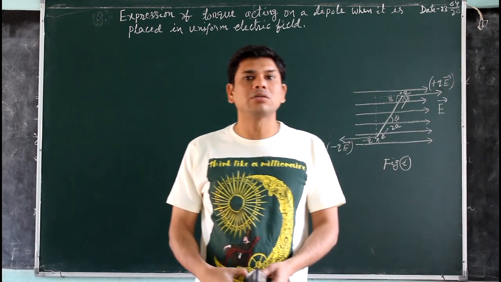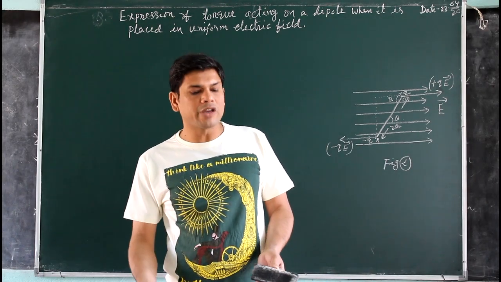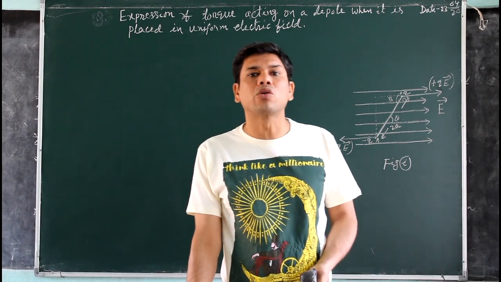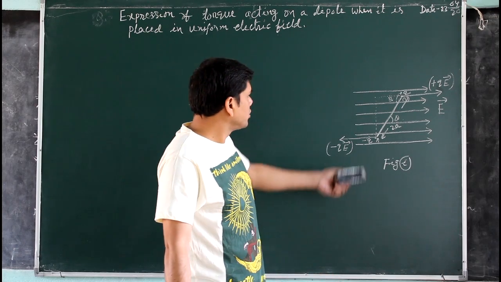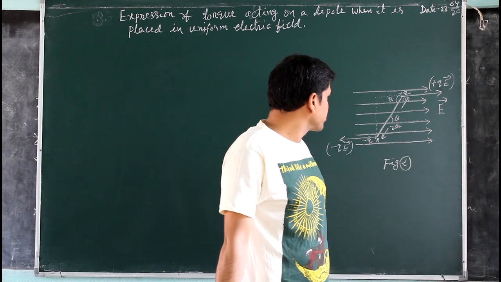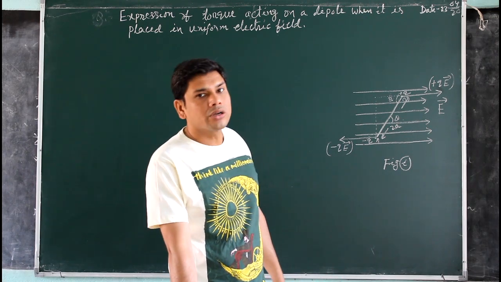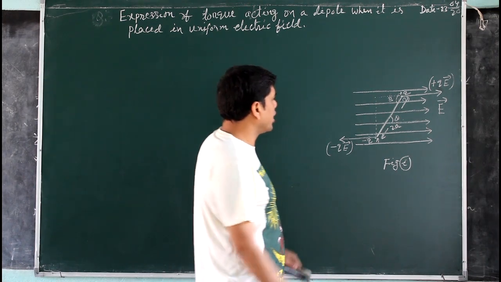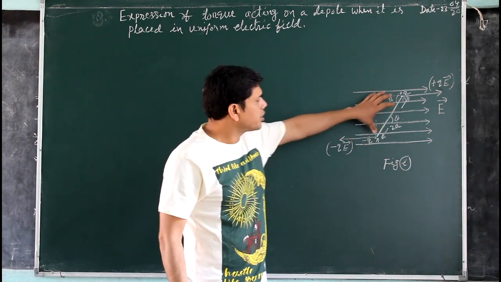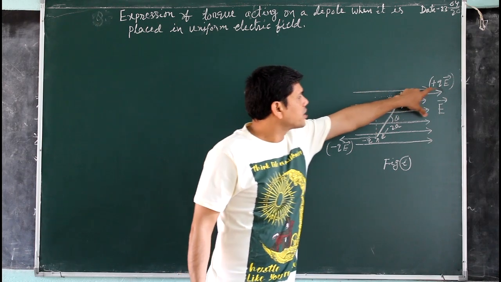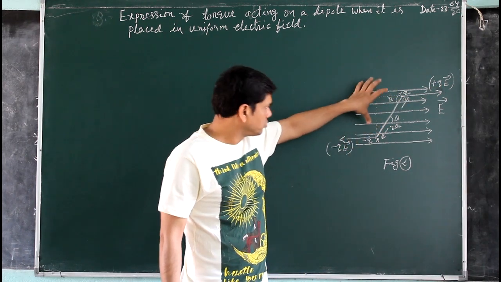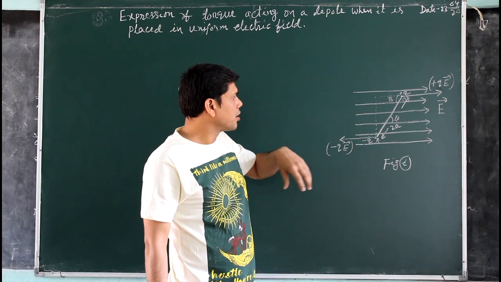Torque means, you know, it is a type of force. Due to this force a body or object will rotate. So now we have to find this rotational force, or the expression of rotational force or torque. So here the total force acting on this dipole is 0, plus QE minus QE. So the total force acting on this dipole is 0.